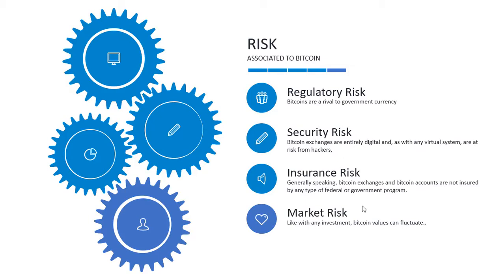Security risk. Most individuals who own and use Bitcoin have not acquired their tokens through mining operations. Rather, they buy and sell Bitcoin and other digital currencies on any of a number of popular online markets, known as Bitcoin exchanges. Bitcoin exchanges are entirely digital and, as with any virtual system, are at risk from hackers, malware, and operational glitches. If a thief gains access to a Bitcoin owner's computer hard drive and steals their private encryption key, they could transfer the stolen Bitcoin to another account.